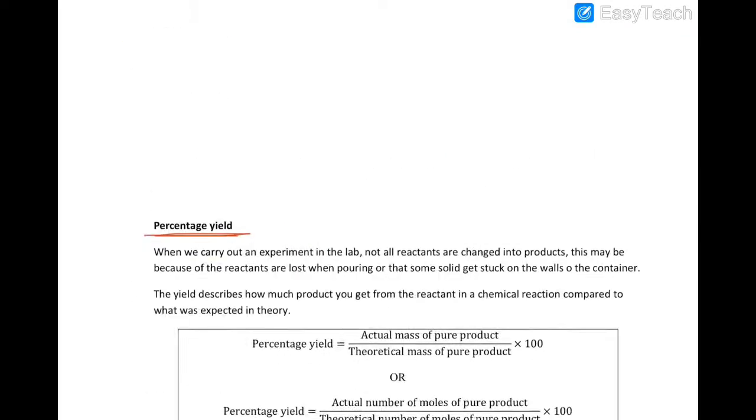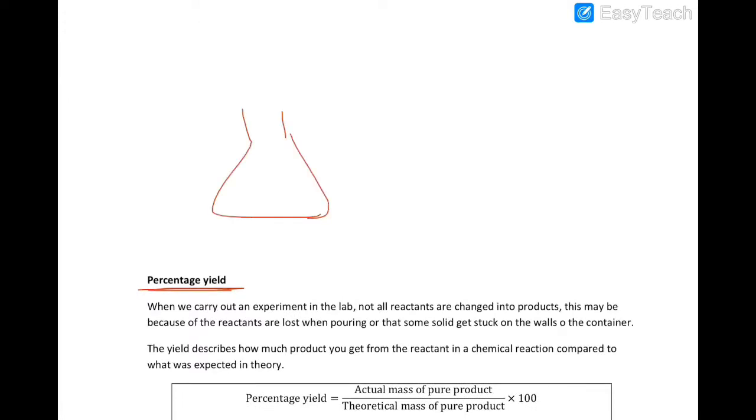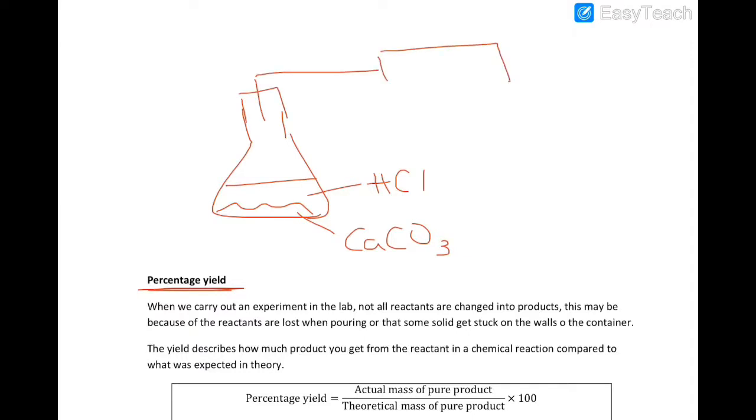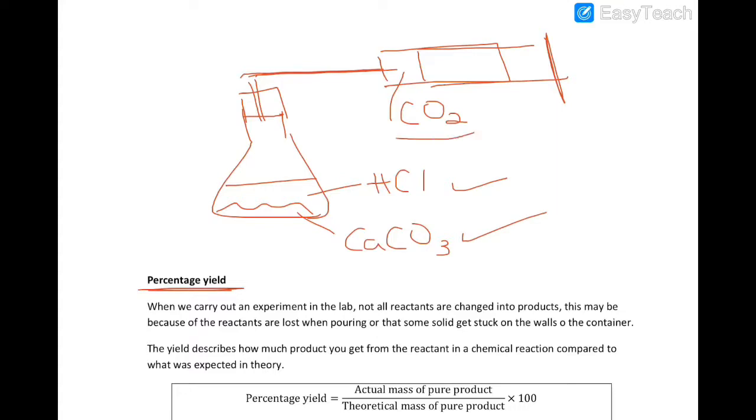Now when we're doing an experiment, let's say we have hydrochloric acid and then we are adding calcium carbonate in that, and we are investigating how much carbon dioxide is being produced in that experiment. Excuse the diagram. Okay, you get the idea. So this is going to give off carbon dioxide gas, which is going to be collected in this gas syringe over here. Now, depending on how much hydrochloric acid and calcium carbonate we use, we are going to expect a certain amount of carbon dioxide.